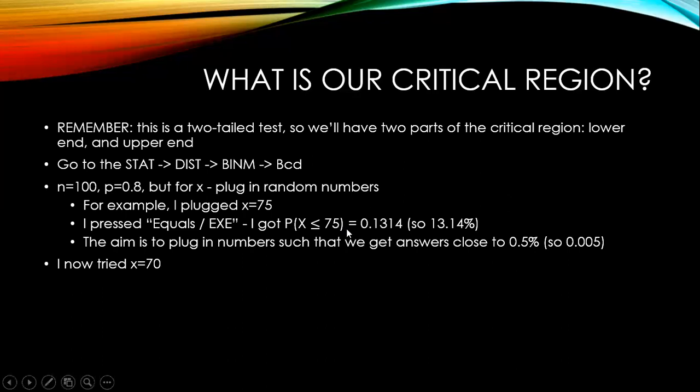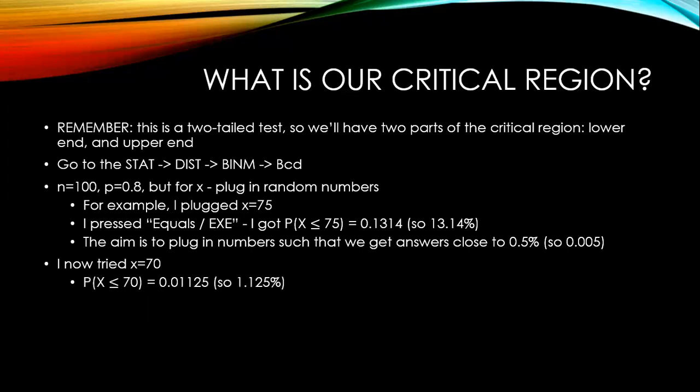Okay, so remember, the probability that X is less than or equal to 75 is obviously going to be a bigger number than the probability of getting less than or equal to 70 successes, because less than or equal to 75 successes includes 71, 72, 73, 74, and 75 successes. But if we go to 70 or fewer successes, in our binomial CD, X equals 70, number of trials 100, P value 0.8, execute that, what do we get?